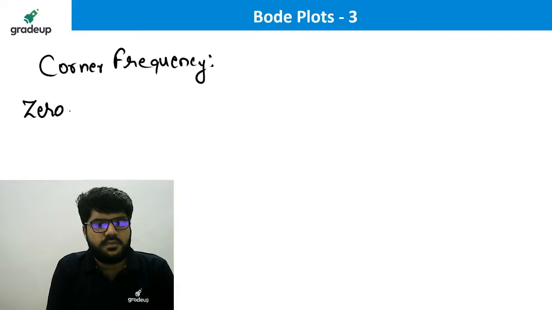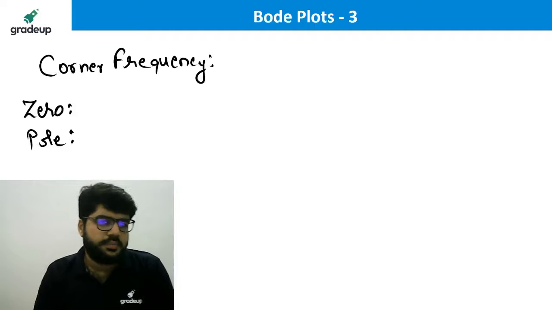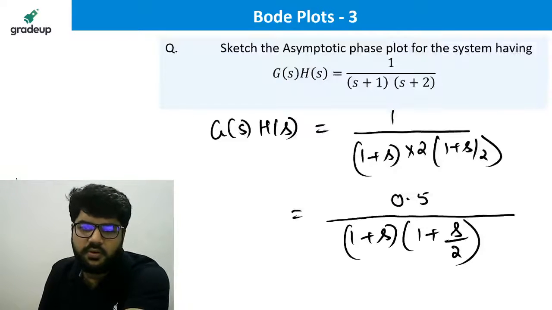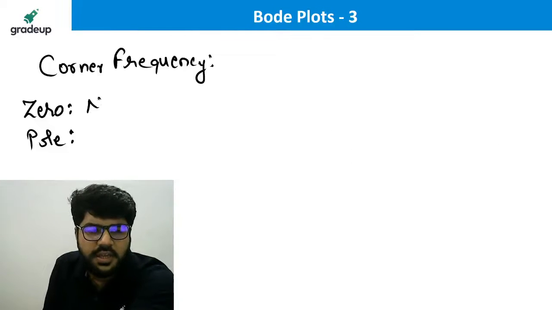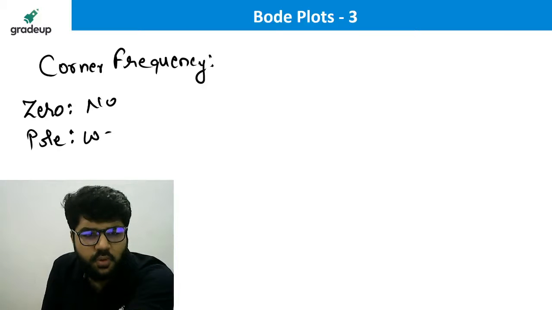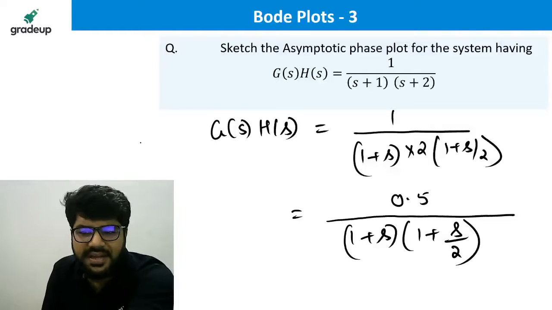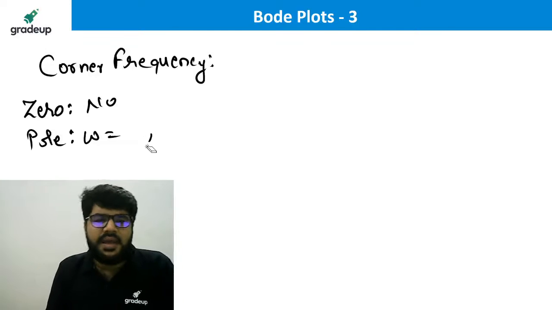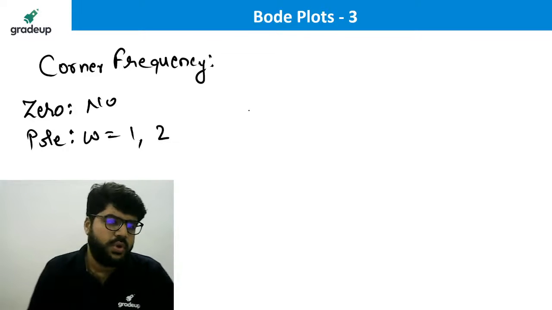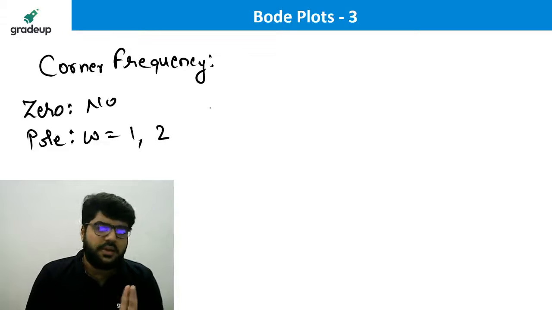Due to a 0, due to a pole. Okay, for 0 there is no corner frequency. For pole the corner frequency is 1 by t. 1 by 1 and 1 by half, so that will be 1, 2. There are two corner frequencies, 1 comma 2.